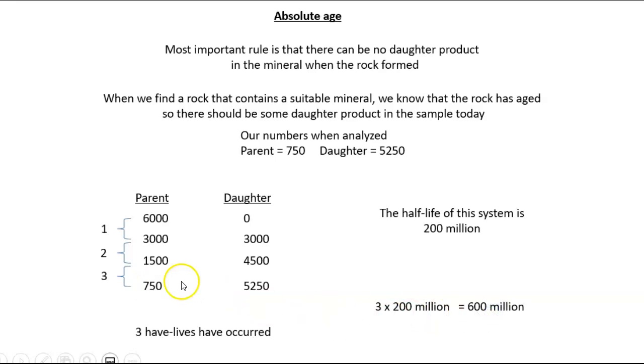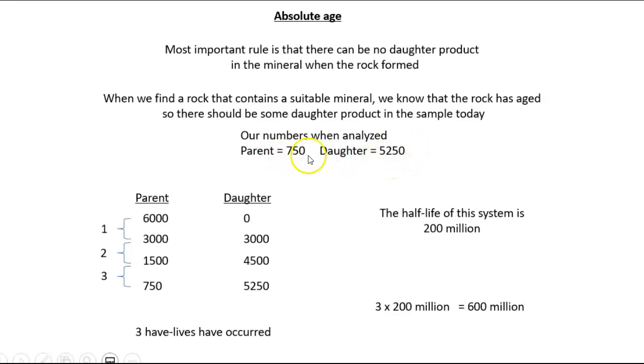So what are we doing really? We're just multiplying the number of half-lives times the time it takes for half of this element to decay. So 3 times 200, 600 million. This process is the same no matter what these numbers are. These could be crazy numbers. This could be 1. This could be 58. This could be 1,000,000. This could be 20 million.